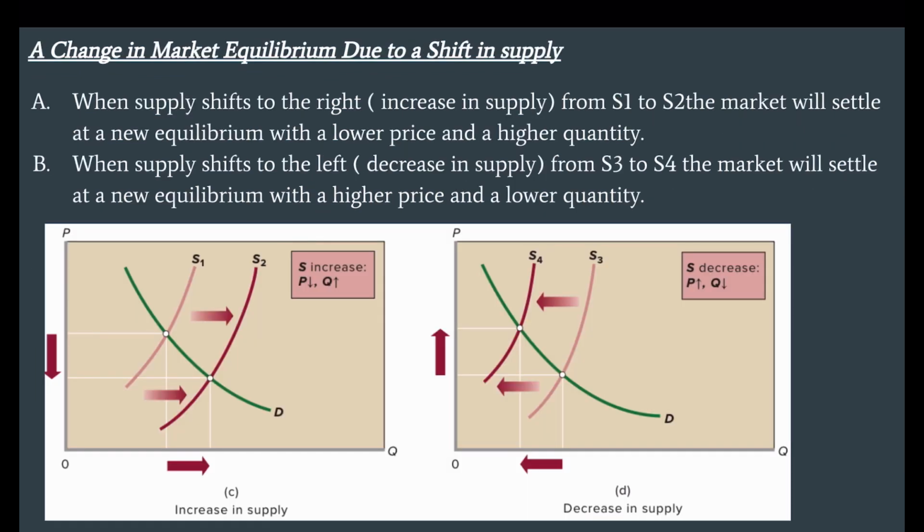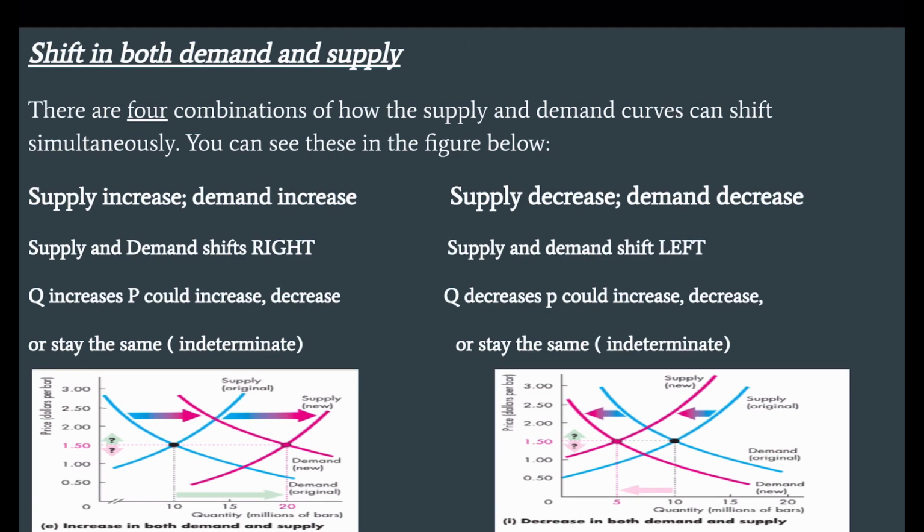A change in market equilibrium due to shift in supply. When supply shifts to the right, that is, increase in supply from S1 to S2, the market will settle at a new equilibrium with a lower price and a higher quantity. When supply shifts to the left, decrease in supply from S3 to S4, the market will settle at a new equilibrium with a higher price and a lower quantity.